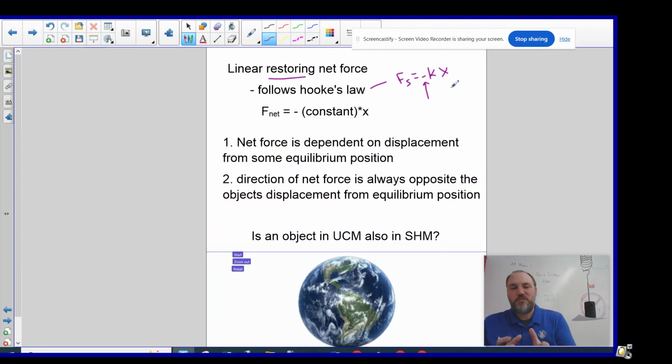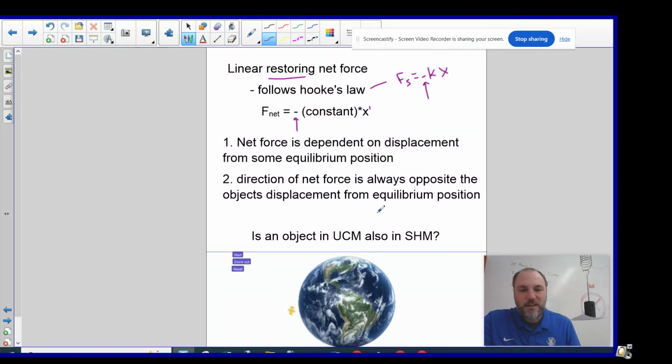But Hooke's law doesn't just apply to springs. This means that any object where the net force is restoring, so it has a little minus there, and linear with respect to the displacement from equilibrium. So you remember x was just how far you stretched or compressed the spring. So any object who has a net force that is both linear with respect to the displacement and restoring towards equilibrium is going to be in simple harmonic motion. So that means we'll be able to describe the position, velocity, and the acceleration as sines or cosines.